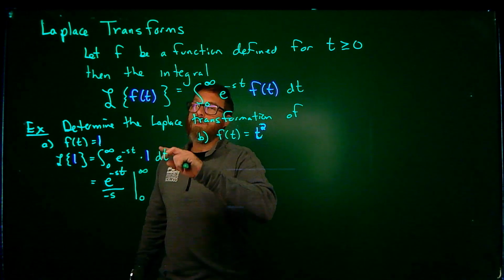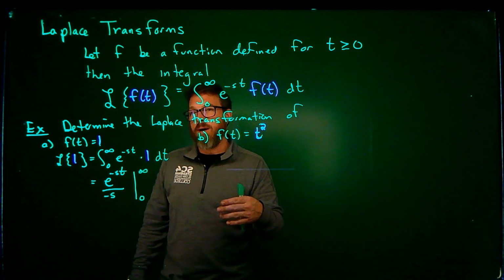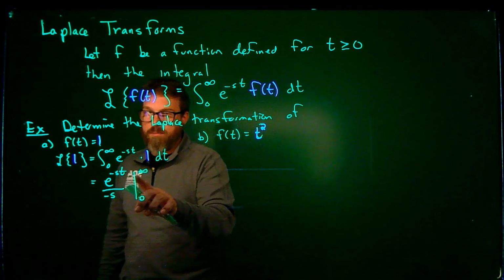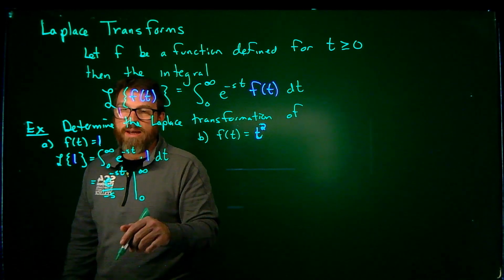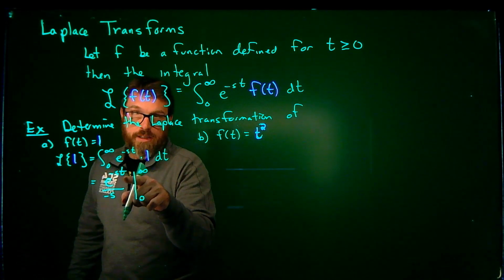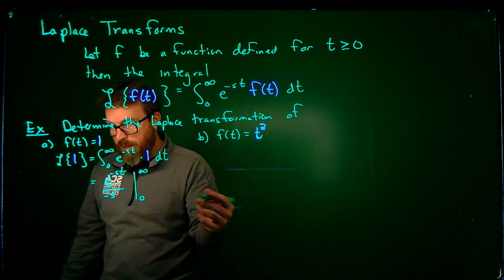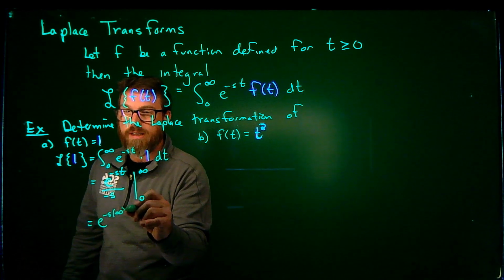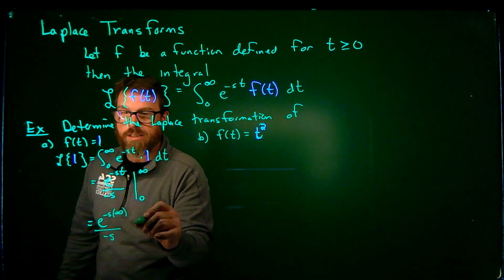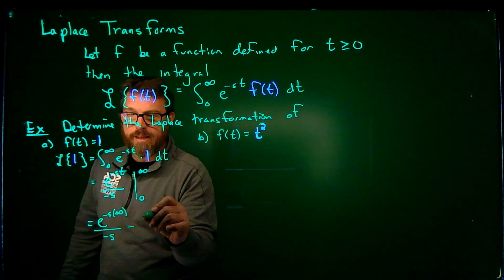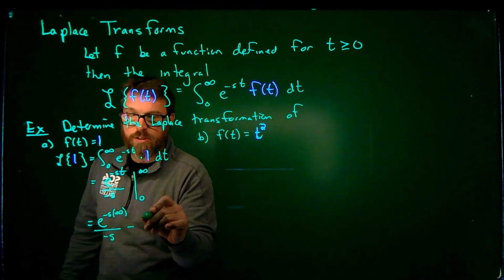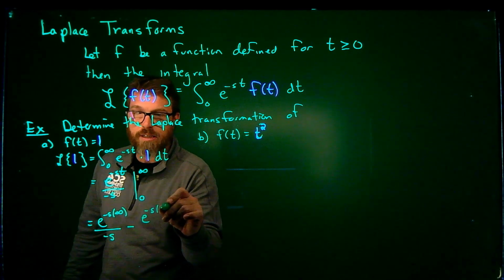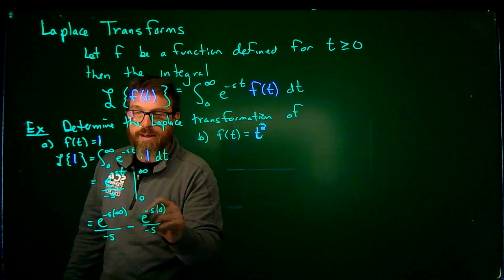Now I'm not going to do the limits of these things. We're just going to make this quick, so I'm going to mess up the notation a little bit. I'm just going to write the infinity in these spots, knowing that I'm actually talking about a limit here. So this is going to be equal to e to the minus s times infinity all over negative s, minus, we'll write it still down here, e to the minus s times 0 all over negative s.